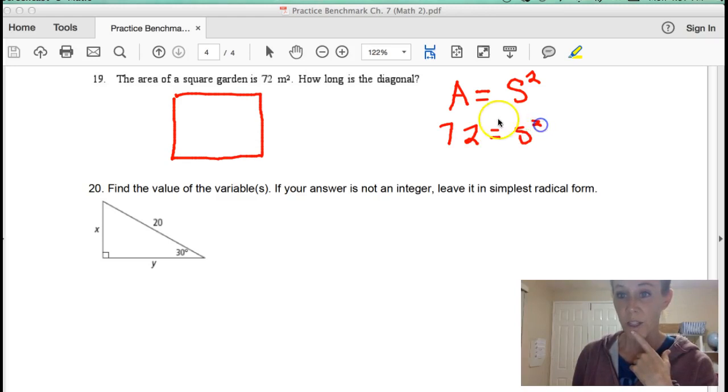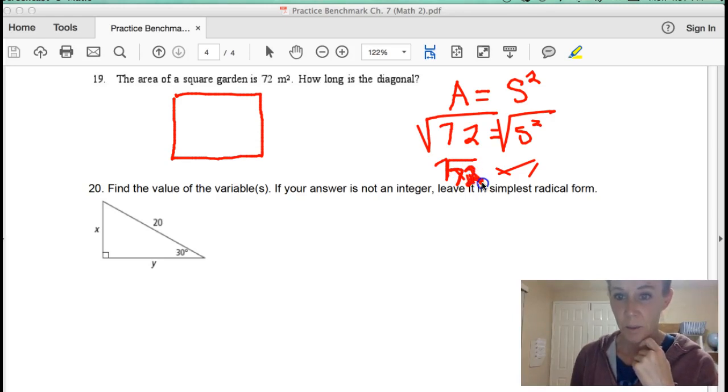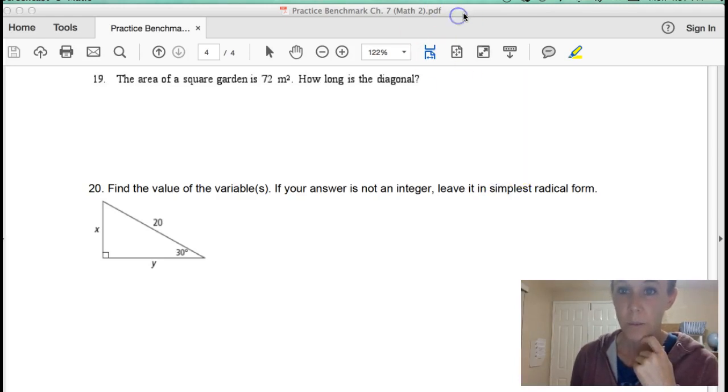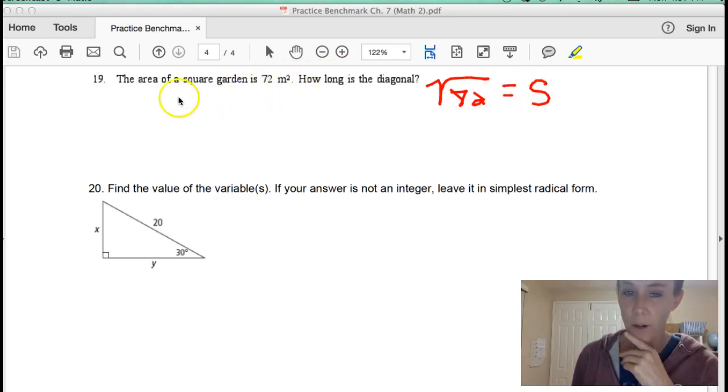So one side is just going to be the radical of this. Just root both sides. I don't do the plus or minus. So radical 72 is going to be one side. And I can calculate that. Wow, this is really not working right now. That's supposed to be a 2. Radical 72 is equal to the side. That's one side. So I just take the radical of both sides.